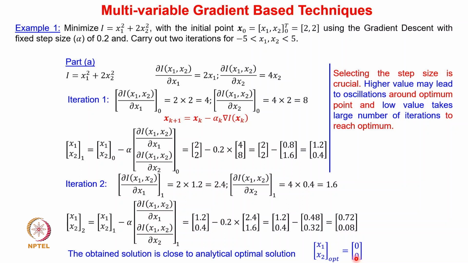Another point to discuss here is that selecting the step size is crucial. A higher value may lead to oscillations around the optimum point, and a low value takes a large number of iterations to reach the optimum.